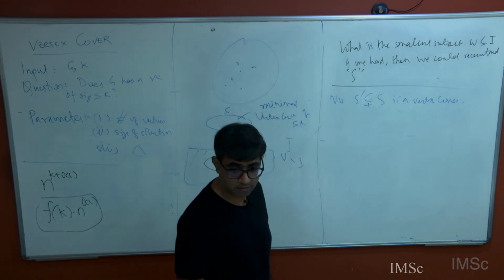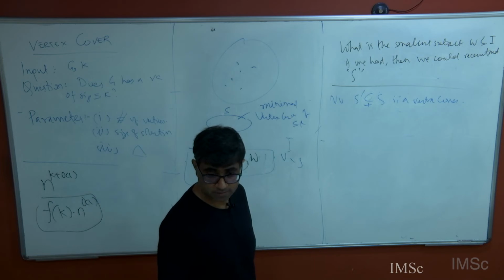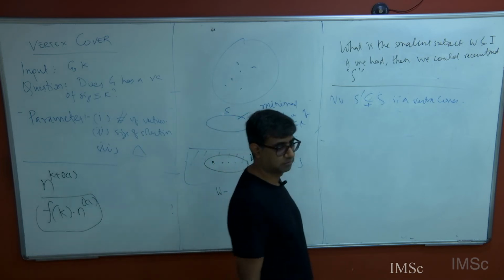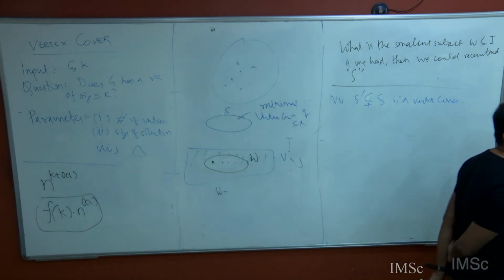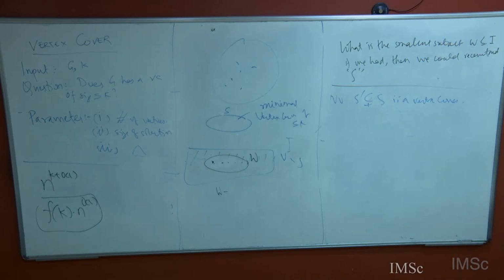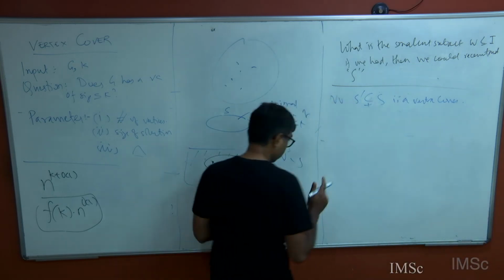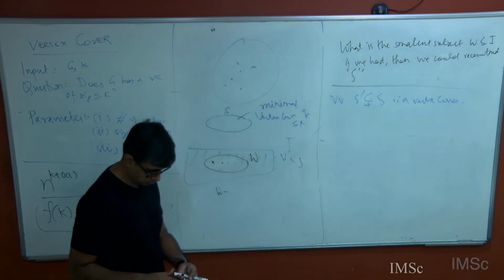That's whole of I. There are no isolated vertex. That's whole of I. Every vertex in W is adjacent to Y. Okay. That's a good start.